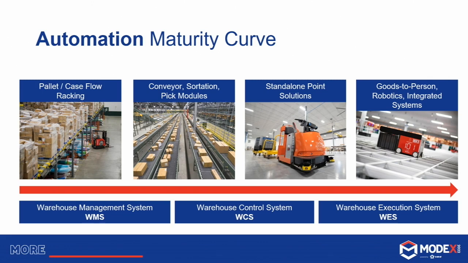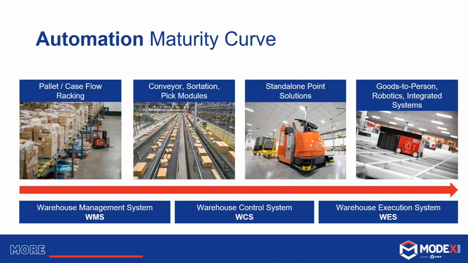But typically what you're going to see here: traditional automation, conveyance, pick to belt, sortation, flow racking, things of that nature. Modern automation, you get conveyance systems with pick modules, some downstream sortation, pick to light, vision, put wall, systems that have been around for decades.